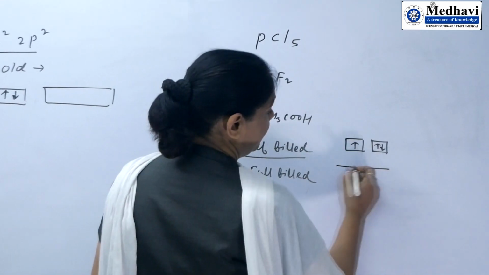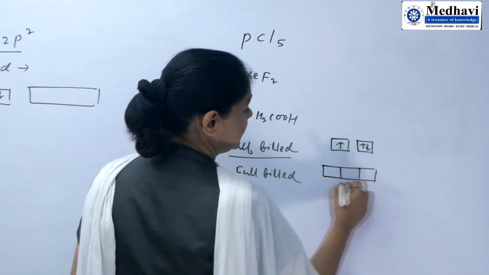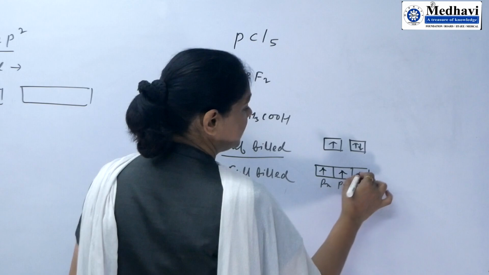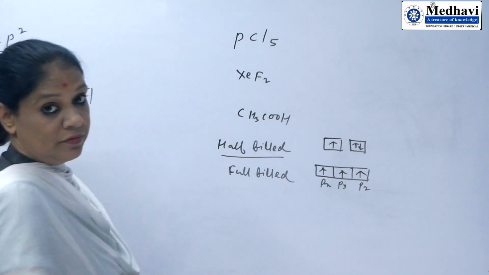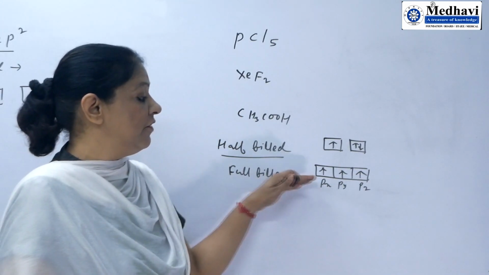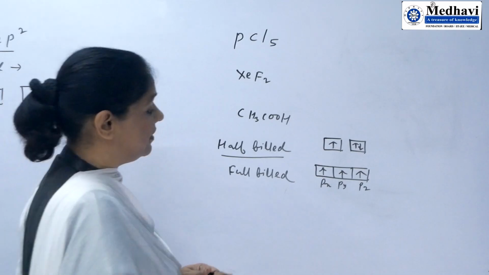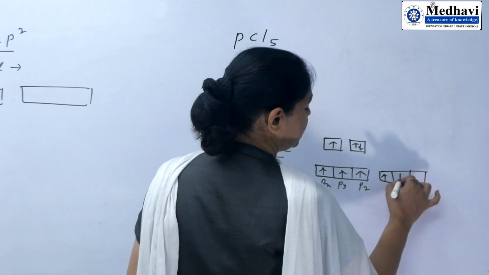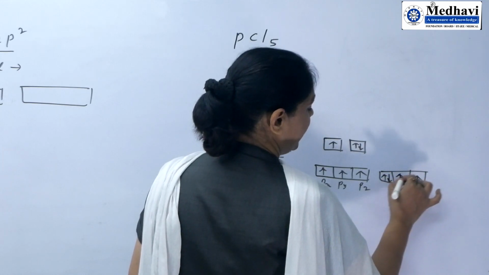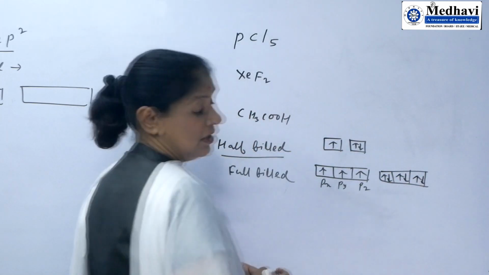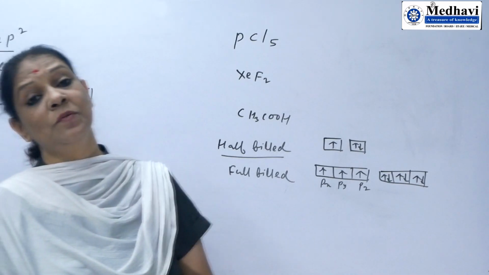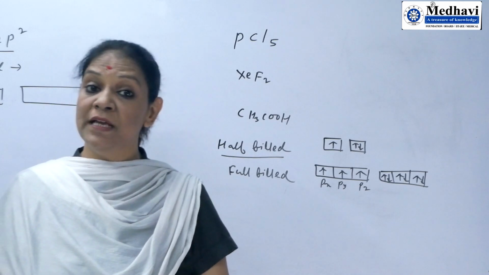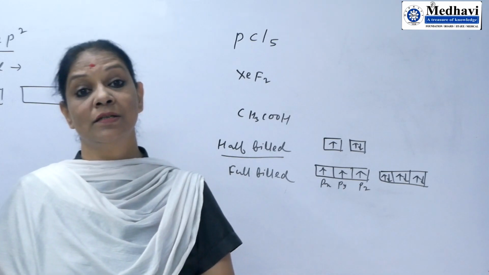Very, very important: the p subshell has 3 p orbitals, px, py, pz. So there are 3 half fills. This is according to Hund's rule. We fill singly first, then pairing will start. Full filled means the maximum number of electrons we can put in the p subshell is 6. First unpaired and then pairing. Similarly, for the d subshell, half filled is 5, full filled is 10. And for the f subshell, half filled is 7, full filled is 14.